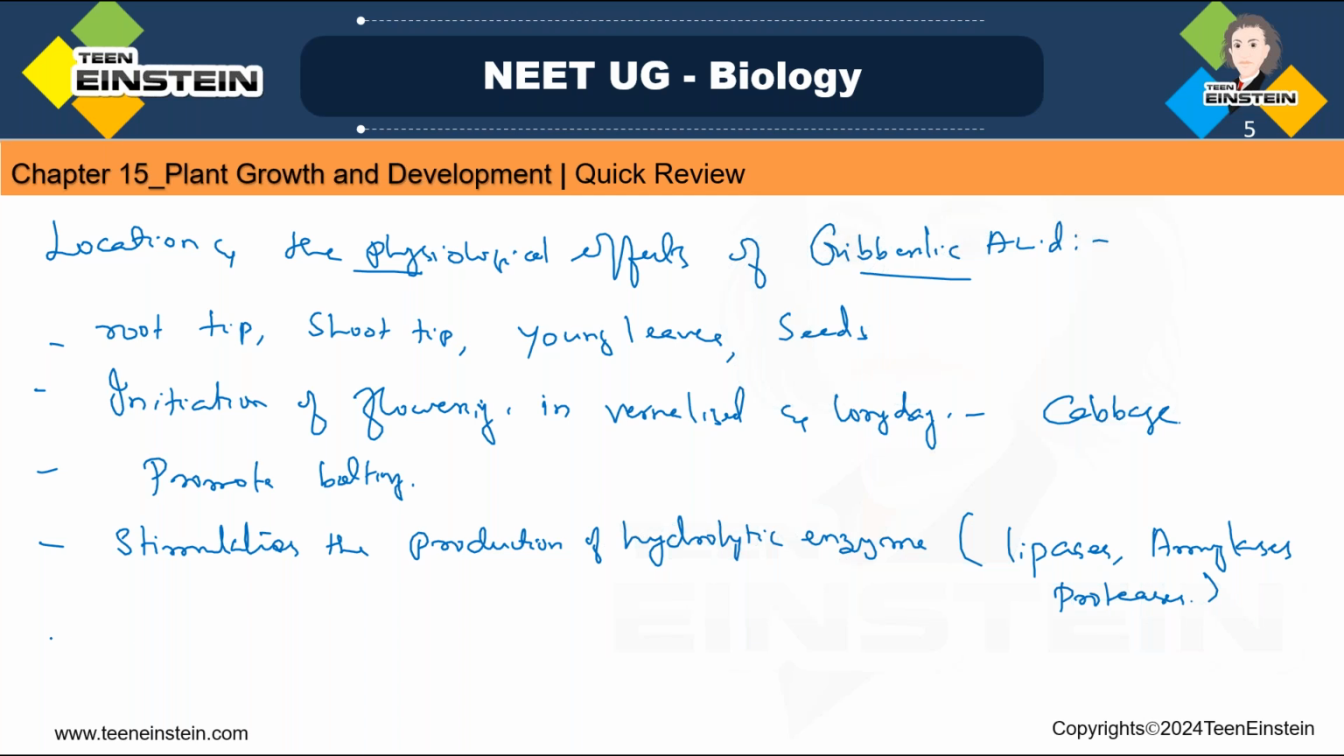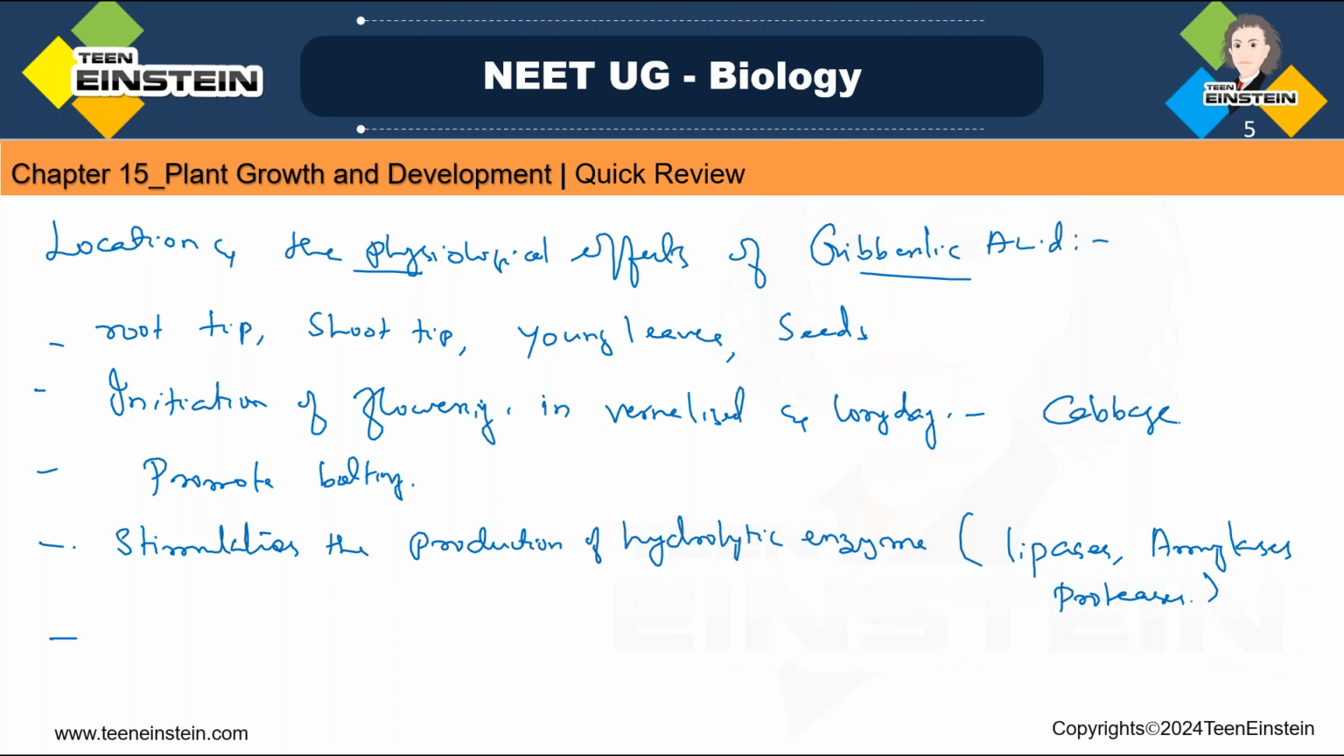Okay. And the next point, under the location and physiological effects, we are learning the last point, spraying juvenile conifers. Spraying juvenile conifers with gibberellins or gibberellic acid hastens the maturity period, and that is leading to early seed production. So if you spray gibberellic acid on juvenile conifers, it makes the maturity period fast, and that's how it is doing the early seed production.